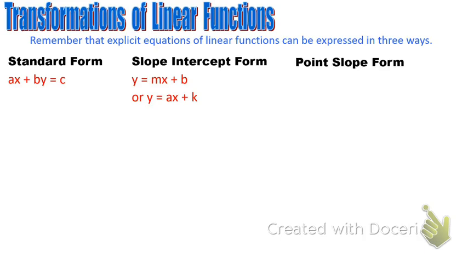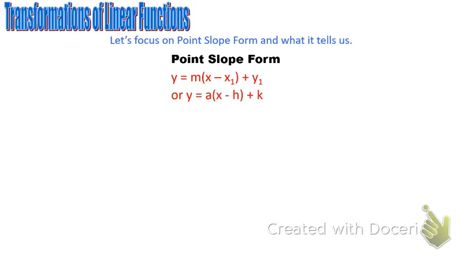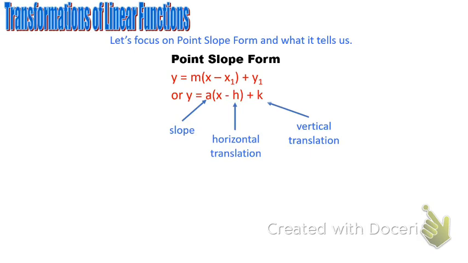Or we could use point-slope form, y equals m, quantity x minus x1, plus y1, x1, y1 being a point, or more generally written, y equals a, quantity x minus h, plus k, where (h, k) is some point on the line and a is the stretch. Let's take a look at point-slope form and see what that really tells us. Remember that in point-slope form, either the m or the a value is the slope. The x1, or generally the h, is the horizontal translation, and the y1 or the k is the vertical translation.